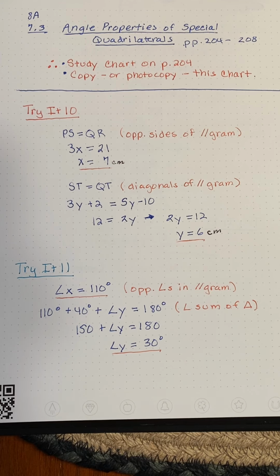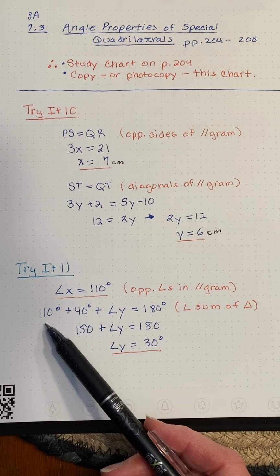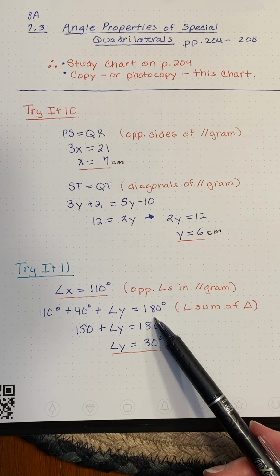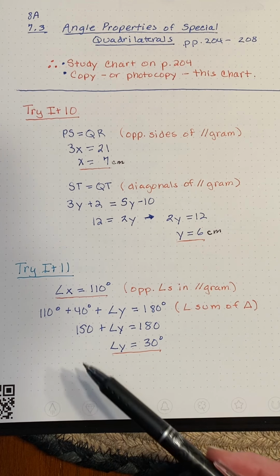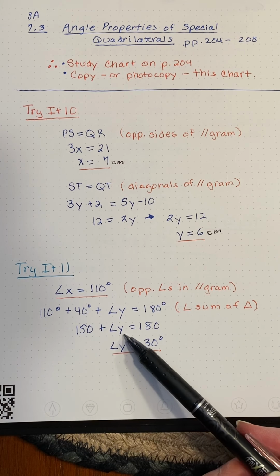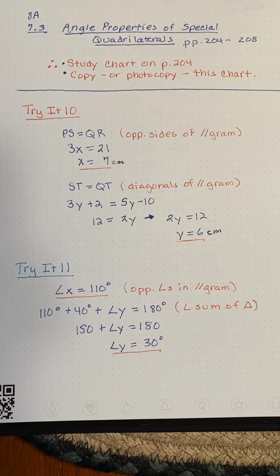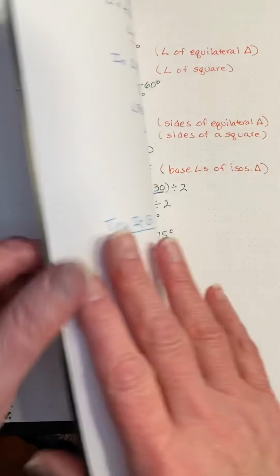Moving on from there, now I know the three angles of that triangle are going to total 180. So I'm going to set it up that way. 110 degrees plus 40 degrees plus the angle y is going to equal 180 degrees because of the angle sum of a triangle. I have 150 plus angle y is 180, therefore angle y is 30 degrees. Okay, that was pretty straightforward. Good deal. Hope they're all like that.